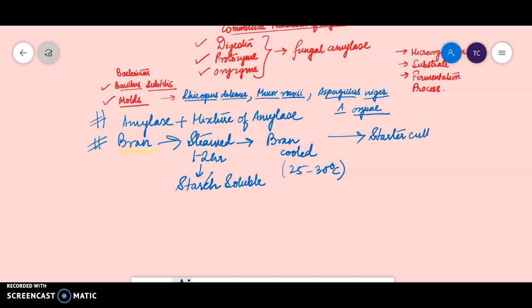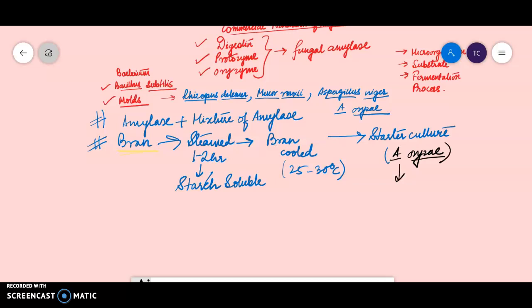Now, when we talk of the starter culture, we should know what starter culture we usually take. The starter culture over here is usually Aspergillus oryzae. Aspergillus oryzae is the starter culture.